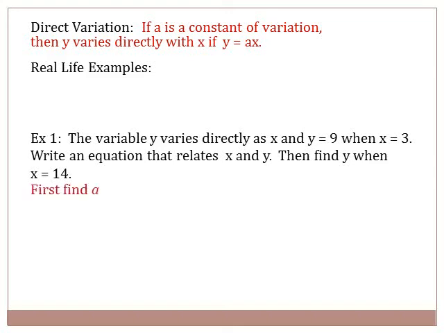So the first thing we're going to do is find a. We're going to begin by substituting in what we know, which is y is equal to 9 and x equals 3. So y equals a times x. And then we are going to solve for a. So a is going to be 3. So whatever x is, y is 3 times as large. And we're going to write our model. y is equal to 3 times x.